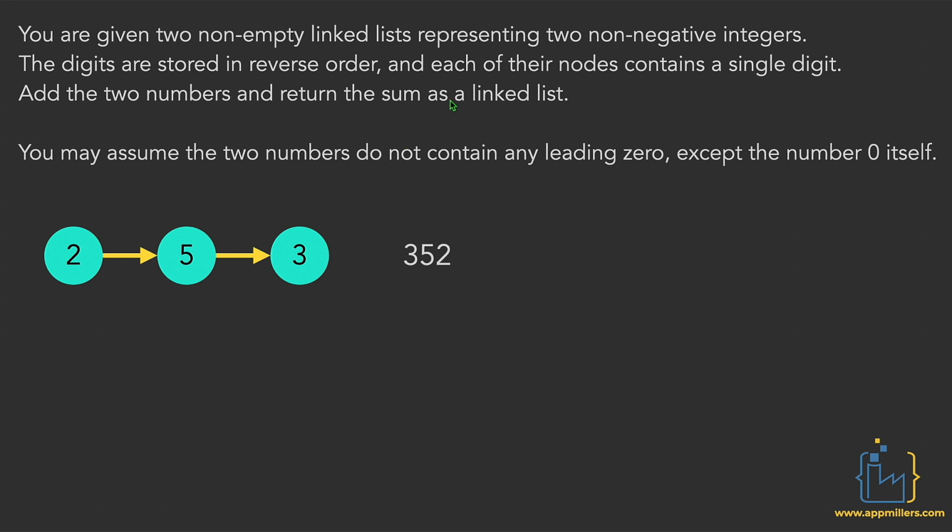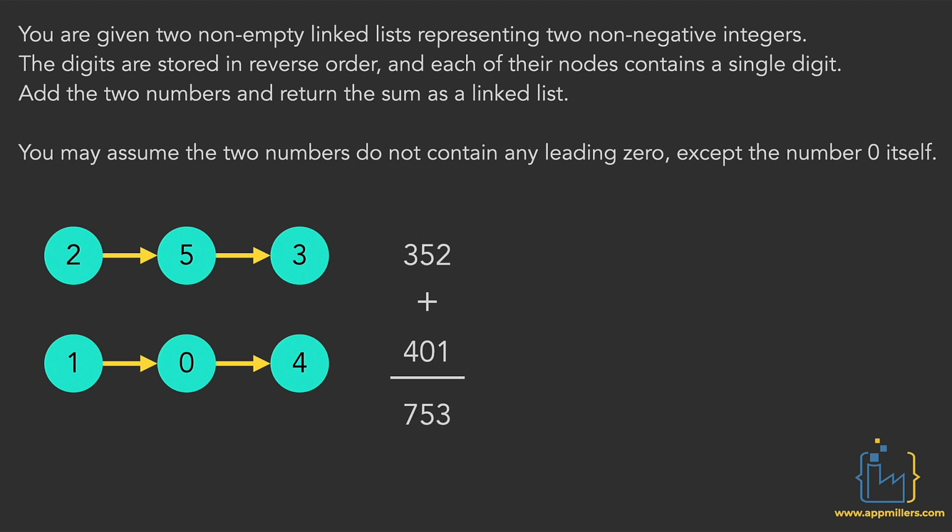Then, as the problem statement says, we have two linked lists. Now we'll look at the second linked list. So here again, in each node we have one digit. So this is going to be 401. So if you read this linked list in reverse order, it's going to be 401. Now if we sum up these two numbers, the result is going to be 753.